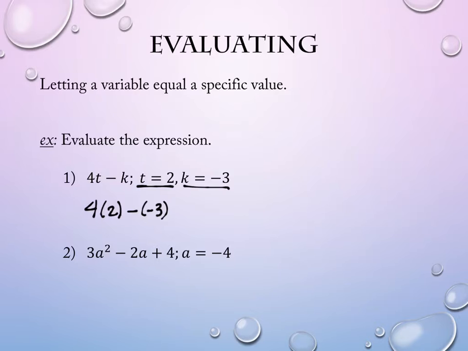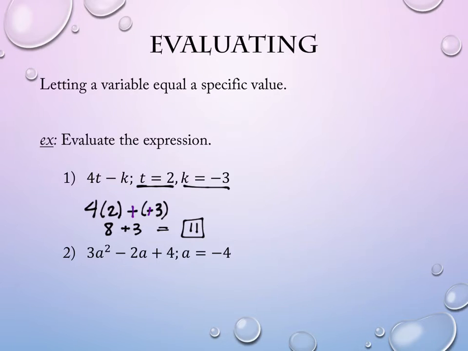So as we're doing this particular problem, we'll do the multiplication of 4 times 2 first. And then what happens when we subtract a negative? Do y'all remember? So it's addition. So I have 8 plus 3, which yields 11. So our evaluation value is 11.